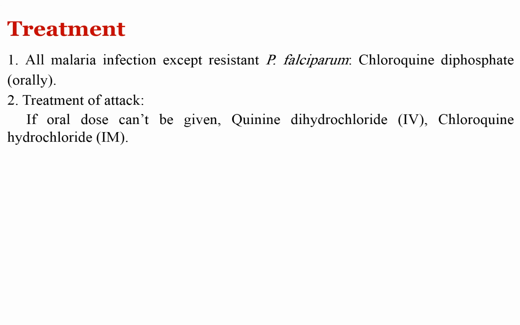Regarding the treatment, all malarial infection except the resistant Plasmodium falciparum, we use chloroquine diphosphate orally. 2. The treatment of attack. If oral dose can't be given، لما يكون المريض كلش حالته تعبانة وهو أصلا عنده قيء وgastrointestinal disorders بسبب الساينز والسيمتومز المرافقة للملاريا أكيد رح يتحسس وما رح يقدر يستقبل أورالي العلاج، فنستخدم either quinine dihydrochloride IV or chloroquine hydrochloride IM.